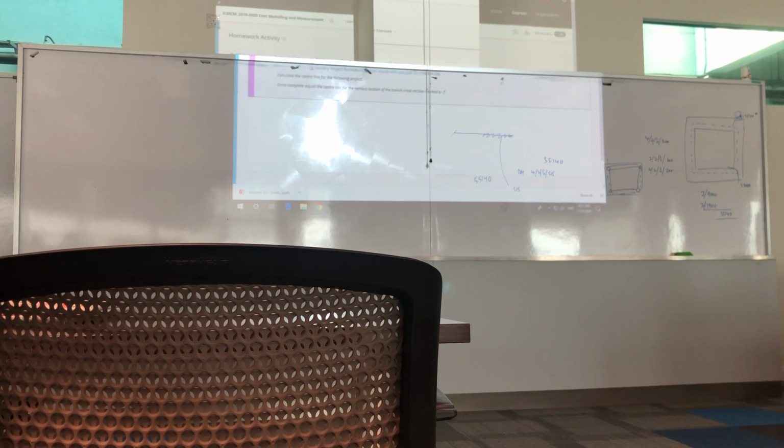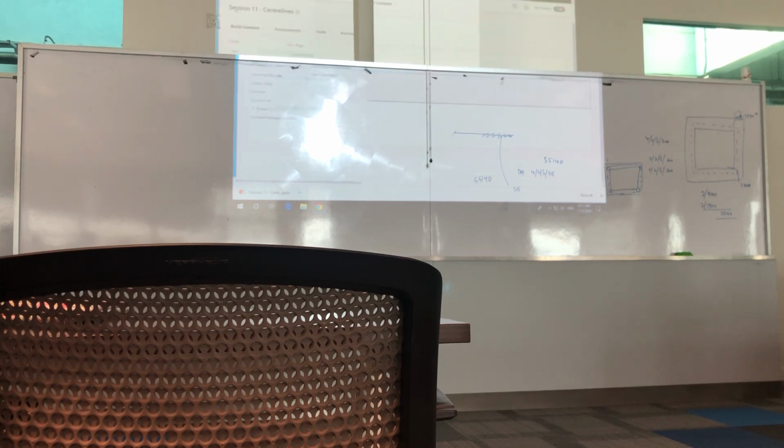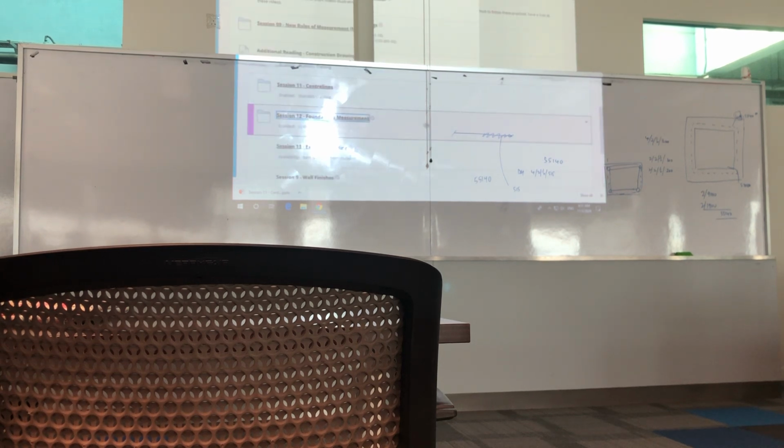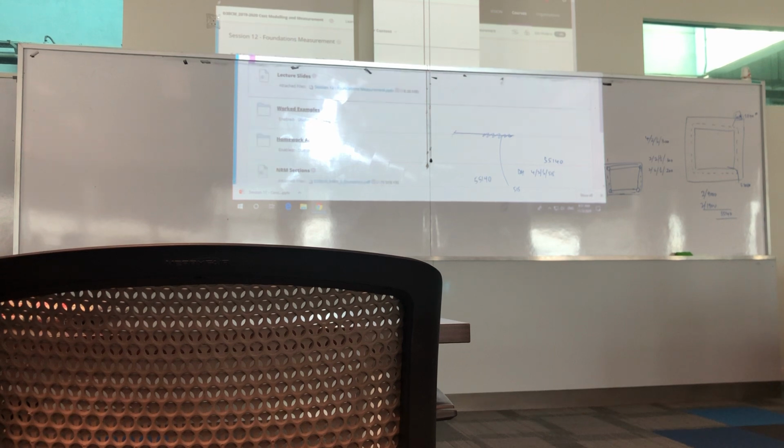Alright? So this one, there are some projects that you can do for the calculations. I hope that you can do this calculation as well, so that we can discuss it in tomorrow's tutorial. Okay? So let's keep the thing moving. Because you have learned the concept of center line, let's do the measurements of the foundation first.